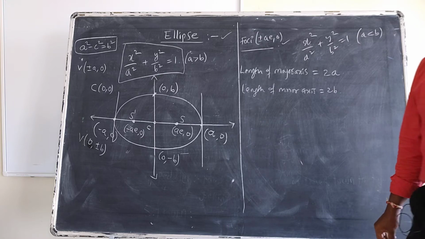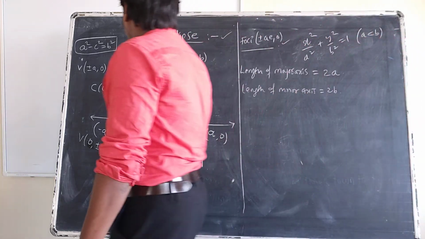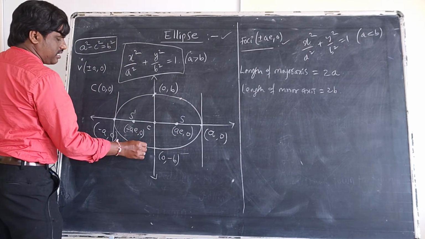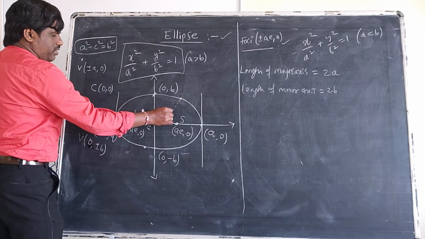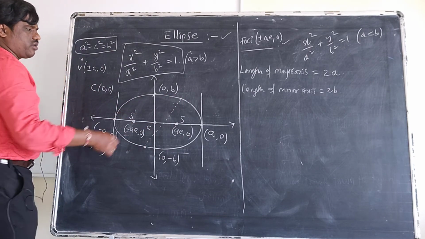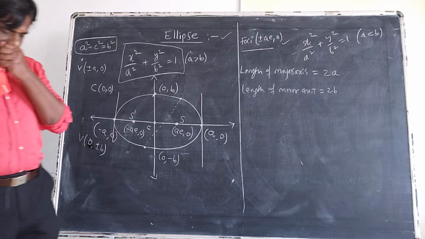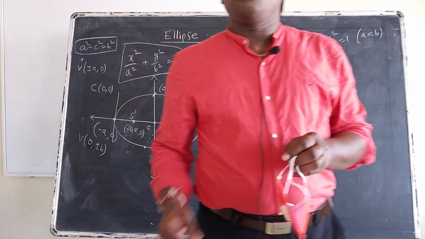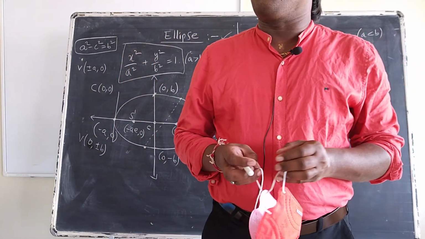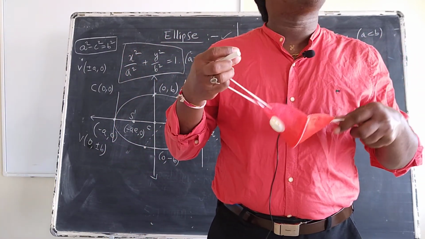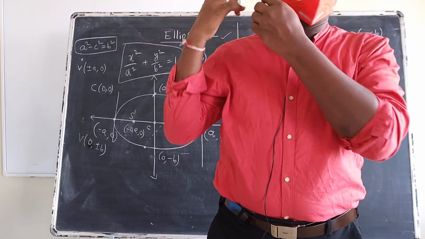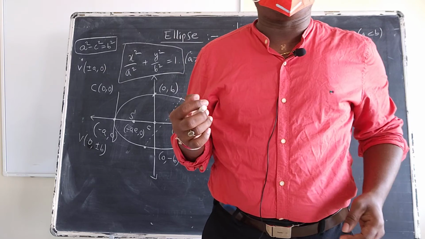Right, now what I want to tell you here: suppose one point is here and another point is here. If I join any 2 points on the ellipse, that is called a chord of the ellipse. What do we call that? Chord of the ellipse. That is called a chord of the ellipse.